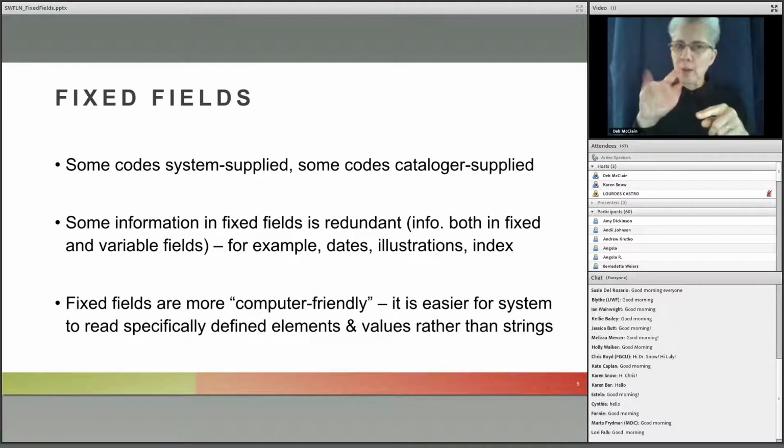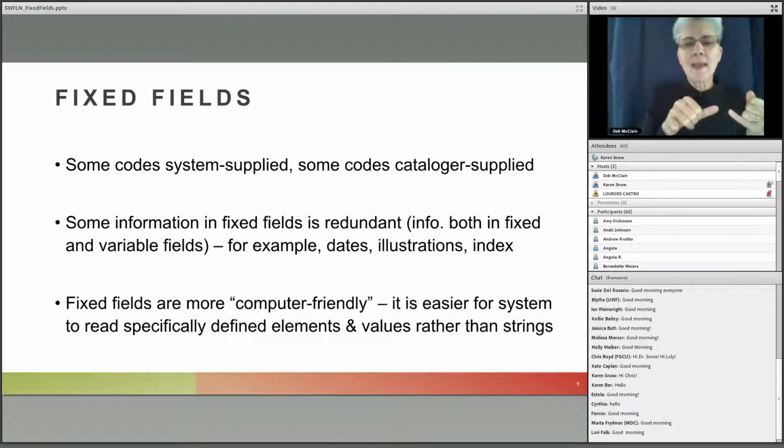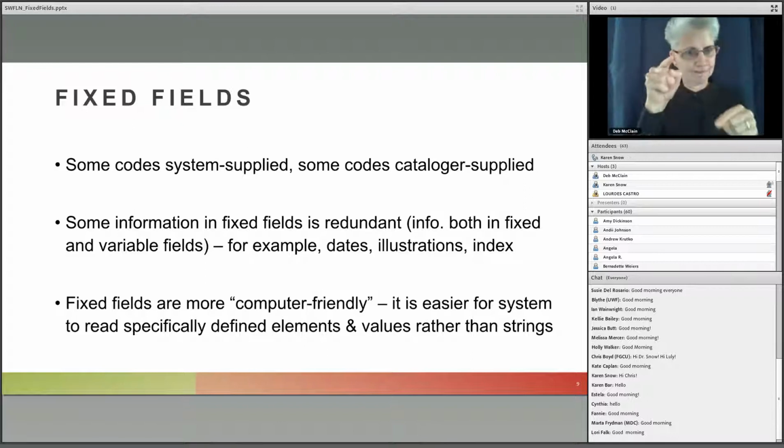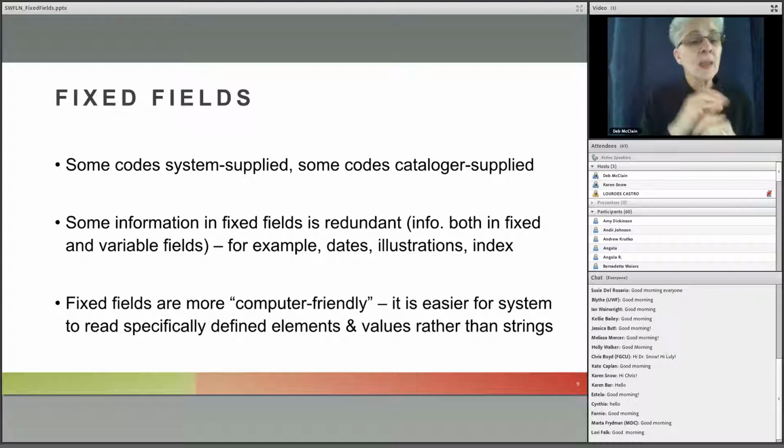So for example, dates. Remember we've talked about in previous webinars the publication field, the 264, so that obviously contains dates. This one will also contain dates as well. And it's ideal that what you have in the variable fields matches what you have in the fixed fields. You don't want to have completely different information in both places, right? They should be consistent.